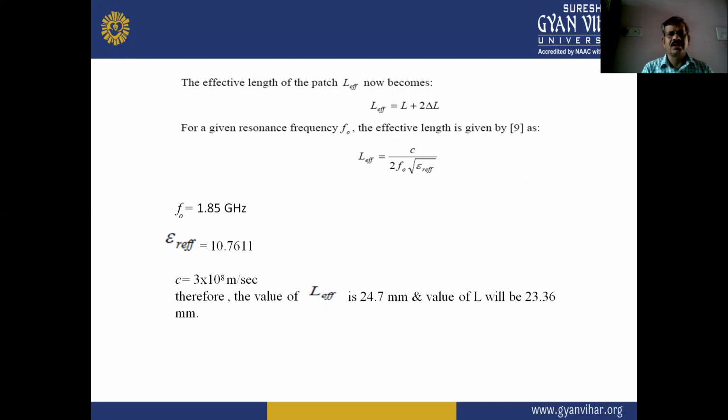Now the effective length of the patch, L effective, equal to L plus 2 del L. For a given resonance frequency f0, the effective length is given as L effective equal to c upon 2 f0 under root epsilon reference. So f0 equal to 1.85 gigahertz, epsilon reference equal to 10.7611, and c equal to 3 into 10 to the power 8 meter per second. Therefore, the value of effective length is 24.7 mm and the value of L will be 23.6 mm.